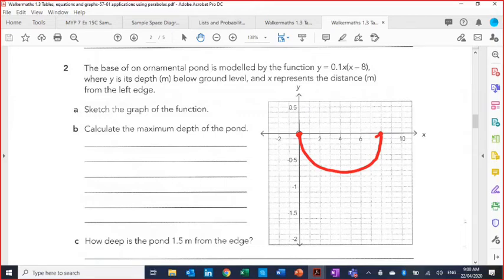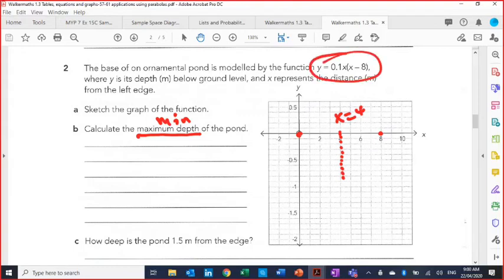Now, I don't know exactly where, but it's easy to find. The maximum depth is the same as finding the minimum value. You see what I was telling you about, be careful with those words. So we know that halfway between 0 and 8 is 4. So that's our axis, that's our line of symmetry. So all we have to do is plug in x equals 4 into the equation to find our y value, right? And that'll tell you the depth of the pond, because y is the depth of the pond.